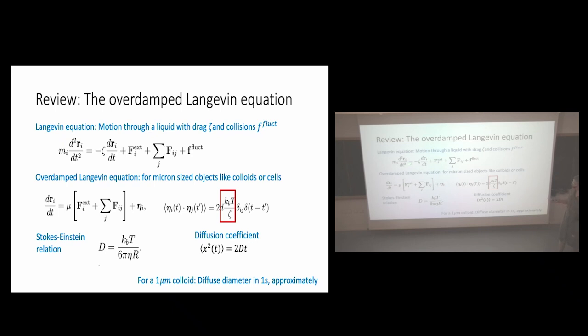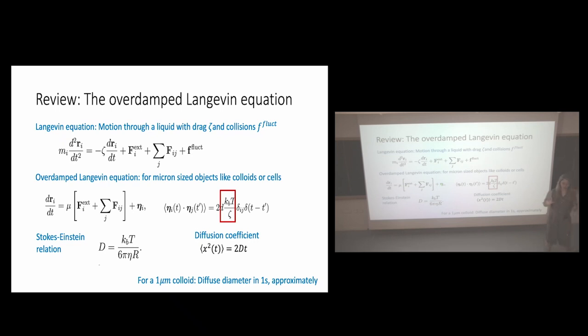Now, the overdamped Langevin equation says for things which are about a micron size, I can do a Stokes flow approximation, say this inertial term here is negligible compared to this one, because the mass goes like r cubed, whereas the friction only goes like r, yeah? And so this dominates. I rearrange my equation and write down the overdamped Langevin equation: dr/dt is mu times external forces, pair forces, and fluctuations.